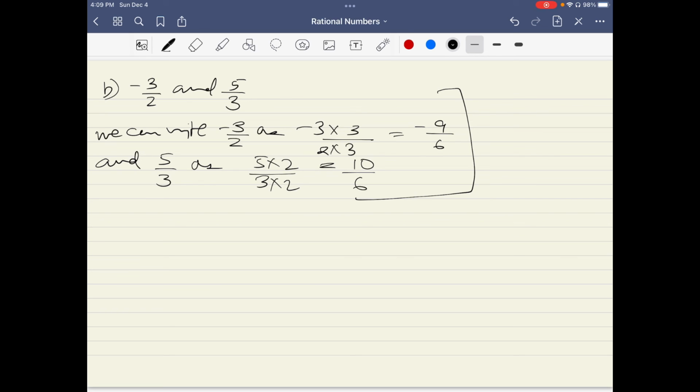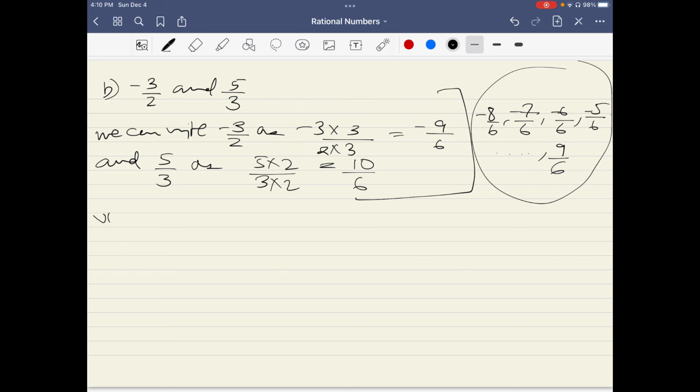There are many, but I'll just list 5 of them, which will be minus 8 over 6, minus 7 over 6, minus 6 over 6, which is minus 1, minus 5 over 6, and let's say 9 over 6. So let's say these are the 5 that I listed, but there are many between minus 5 over 6 and 9 over 6 as well.